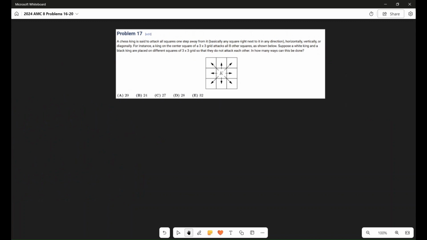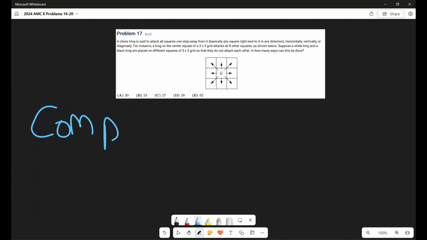Alright, so quick summary of the problem. We're placing a white king and a black king on a 3x3 grid. We don't want them to be next to each other. Where can we start on this problem? Well, this problem demonstrates a strategy called complementary counting.